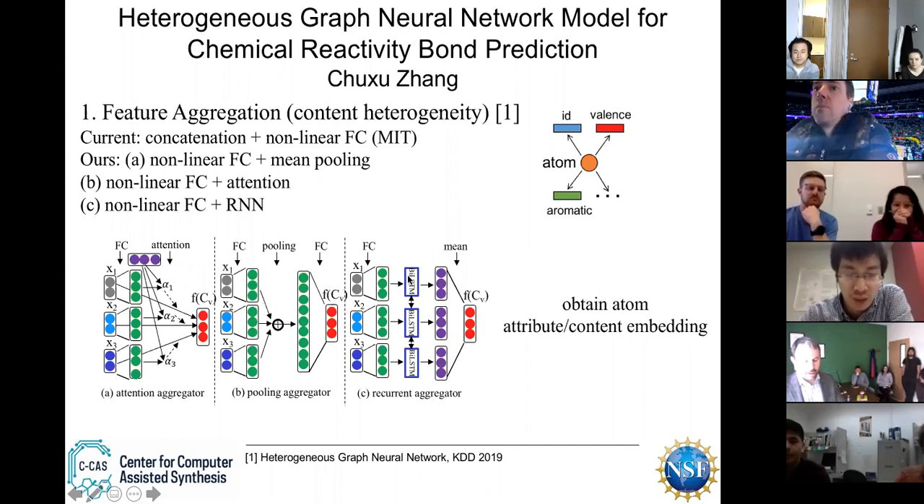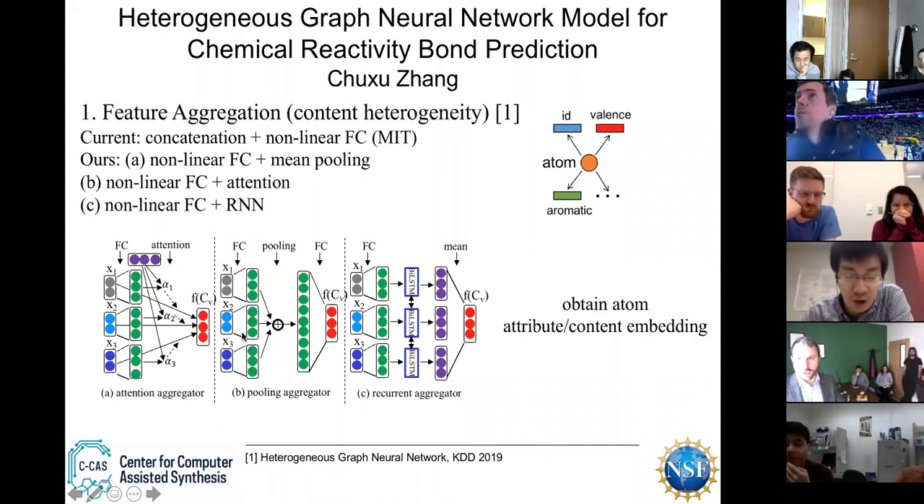So here I show some choices we can use to aggregate the atom content embedding. The first one is quite similar to MIT's. We can use an FC layer. By FC layer I mean a fully connected layer, a neural network layer, to map X1, X2, X3, which are the different types of features associated with each atom node in the molecular graph, to the same feature space, because originally different types of features are in different feature spaces. So we use different FC layers to map the different types of attribute features into the same feature space.